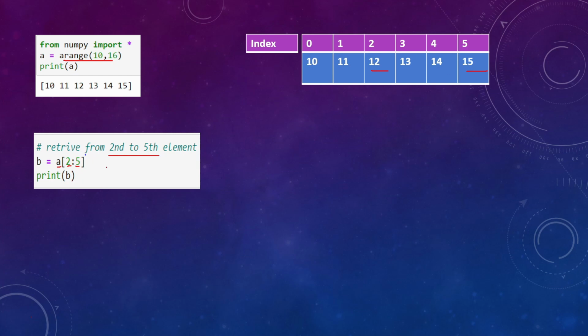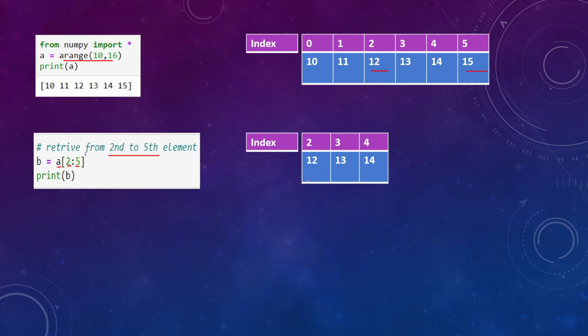Now let's see what the result is. We were supposed to get 4 elements, that is 12, 13, 14 and 15, but we got only 3 elements and our result is incorrect. Now let us understand why. We mentioned the end index as 5, but it goes till 4 only.